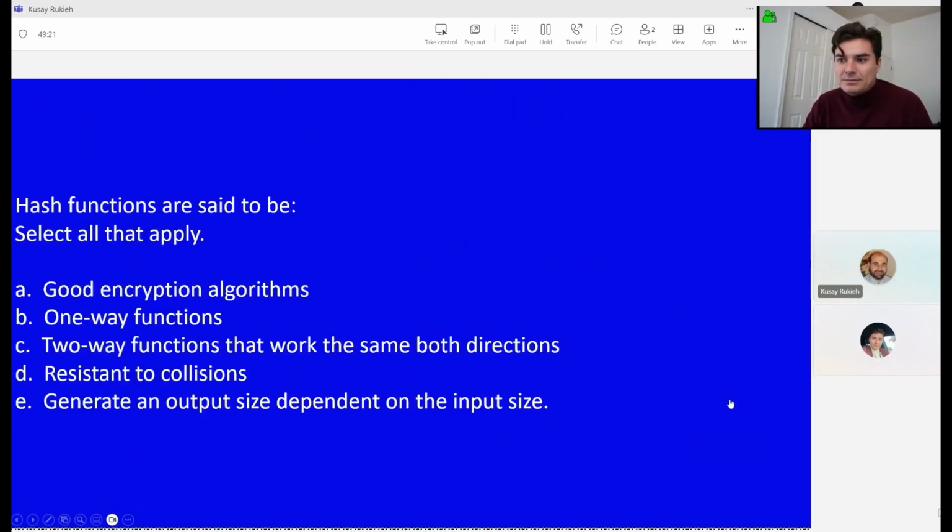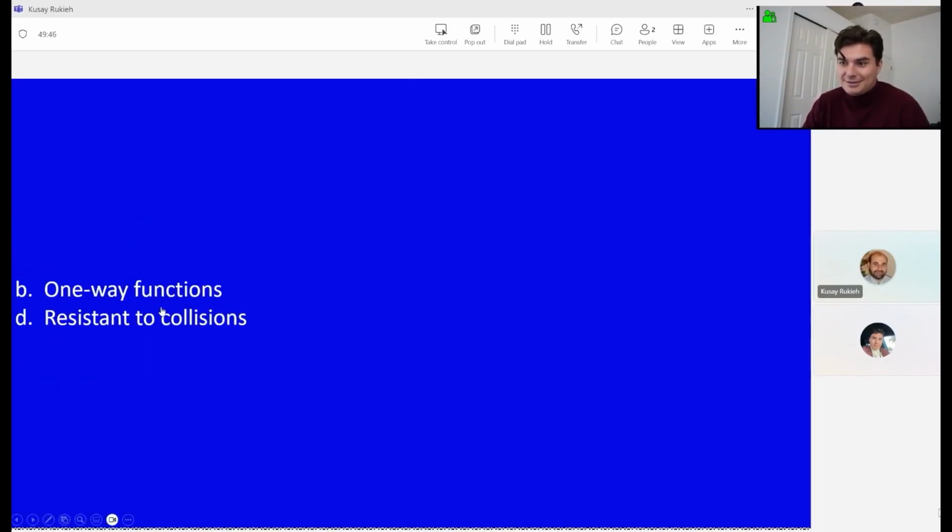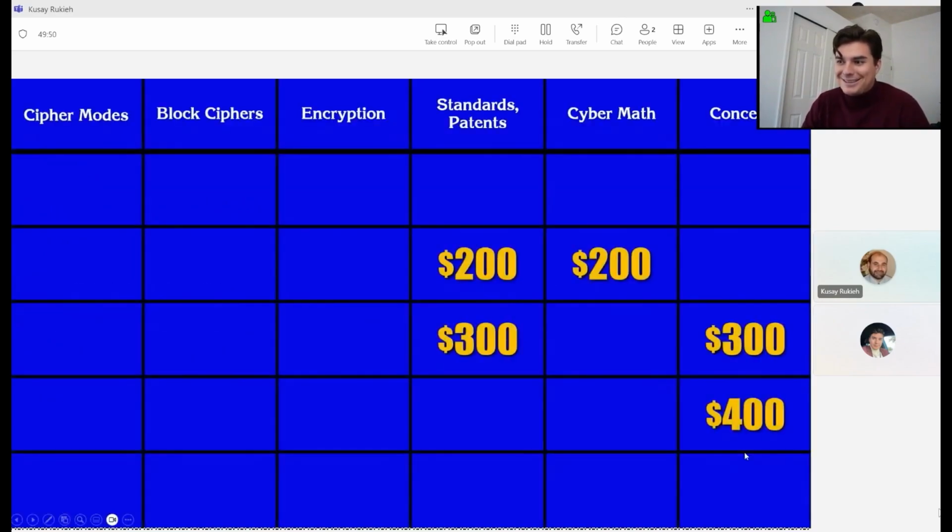Hash functions are said to be... Well, hashes are not encryption, so they're a one-way function, so B. That's correct. Hashes are resistant to collisions, but not foolproof, so B and D. That's the answer. That's correct. Yeah, resistant to collision by adding salting, right? Exactly. But not foolproof.